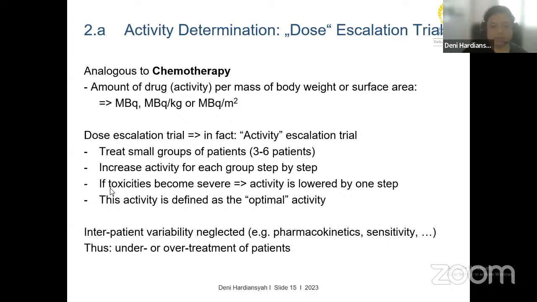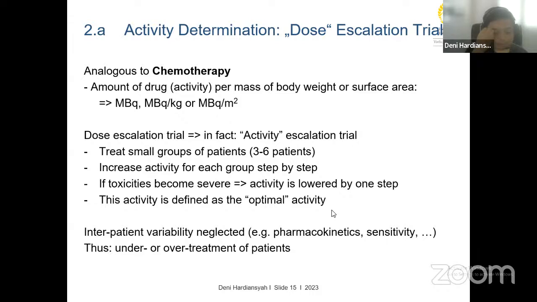And then if the activity creates severe toxicity, then we need to lower it down by one step. And then in the end, we're going to have an activity, the optimal activity. Yeah, this is what we want to have.